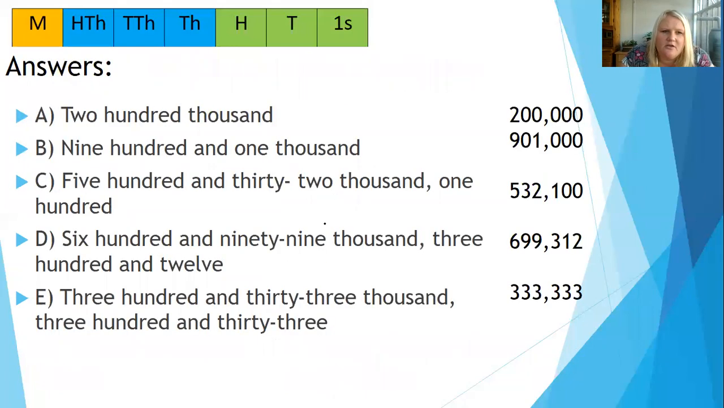Let's have a look. So 200,000, 901,000, 532,100, 690,312. Oh no, 699,312. 333,333. All the threes. Pause the video if you need to just double check your answers, and if you're not sure, if you've got a couple wrong, you can always go back and have another go. That is not a problem at all. Okay, let's see what's next.